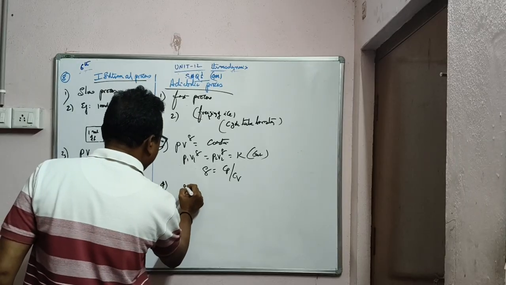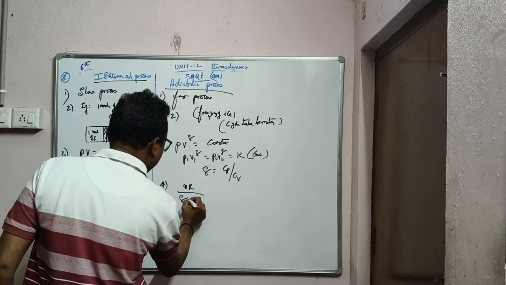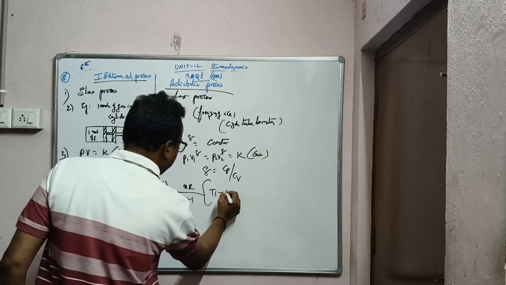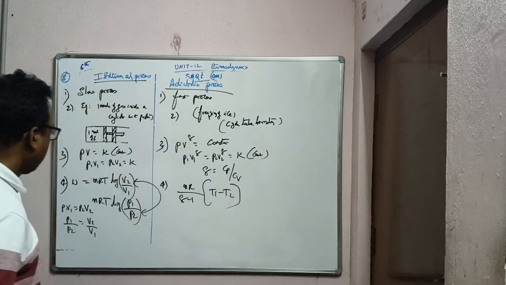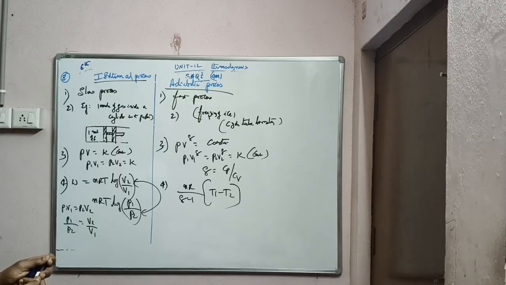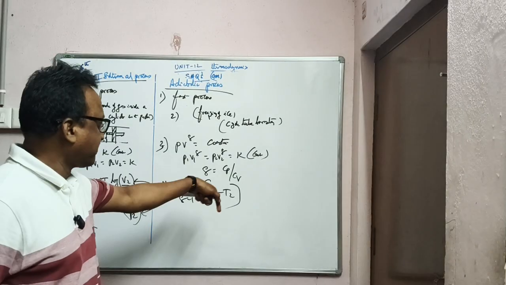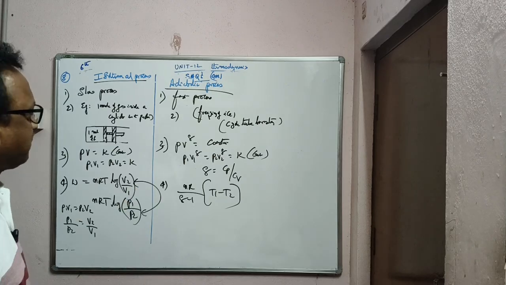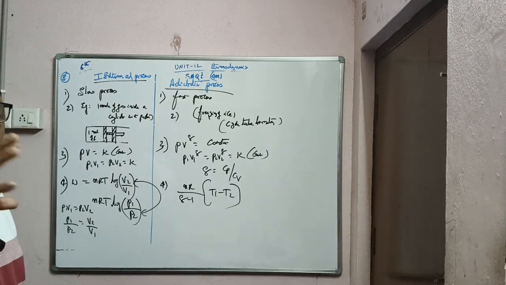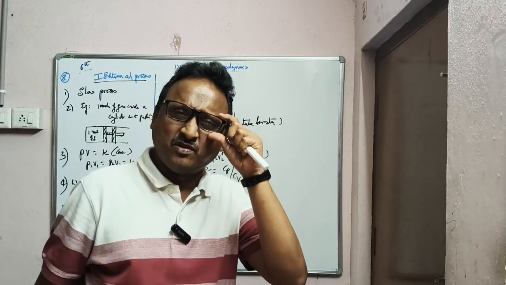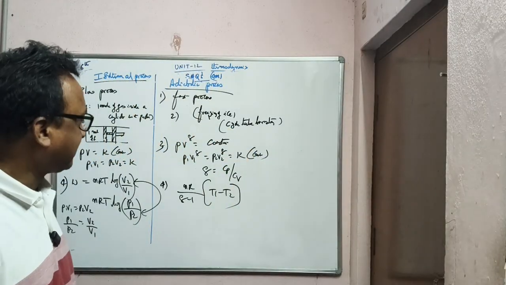Work done is given by what? nR by gamma minus 1 into T1 minus T2. That's all, and these are the differences. Okay, note it down fast. We will go to the next item, 9th question. We just derived all of this. T1 and T2 are the initial and final temperature. n is the number of moles. R is the universal gas constant. Gamma is Cp by Cv.